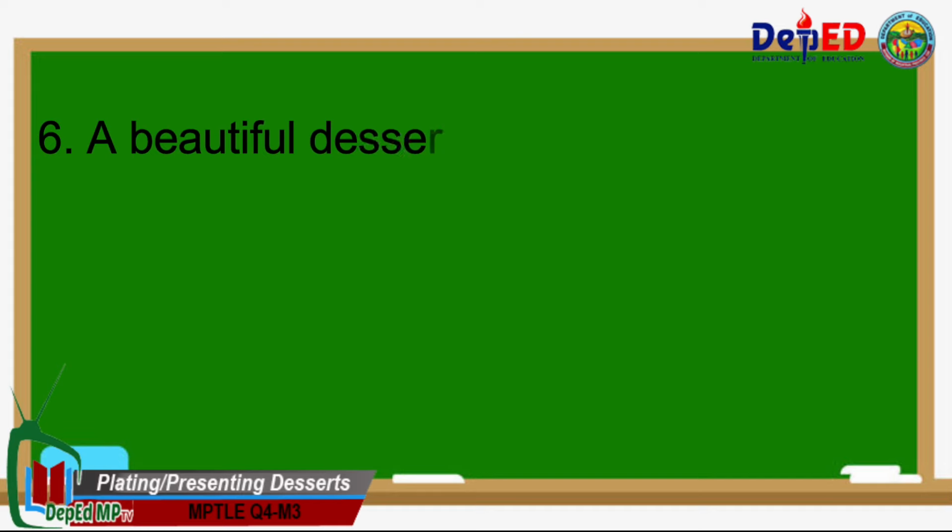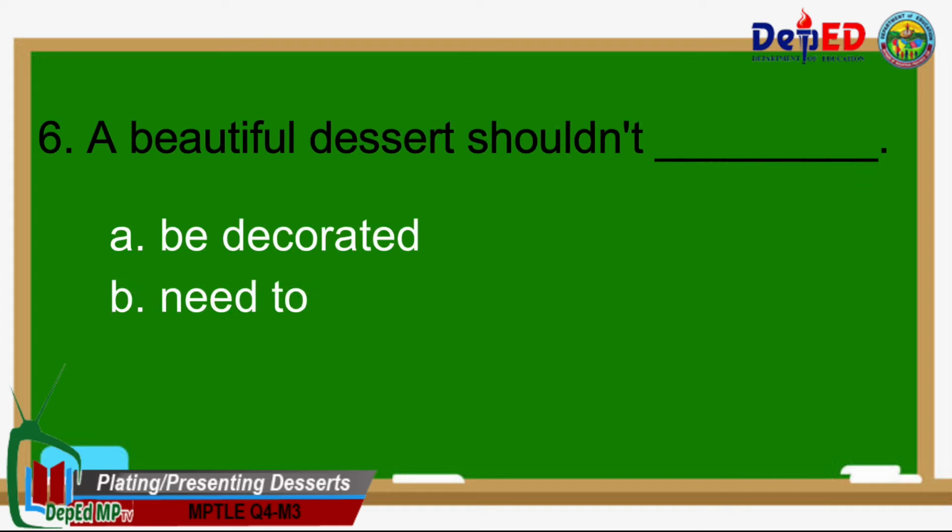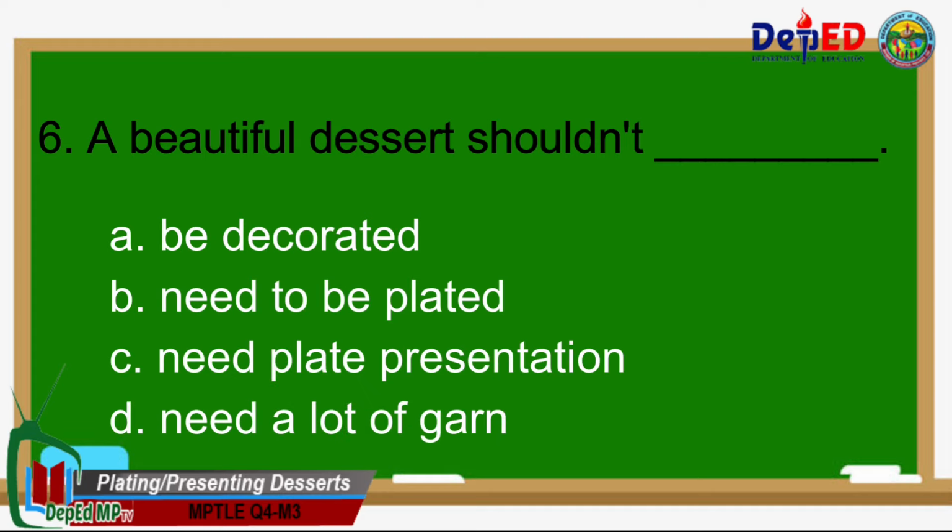Number 6. A beautiful dessert shouldn't A. Be decorated, B. Need to be plated, C. Need plate presentation, D. Need a lot of garnish. The correct answer is letter D.